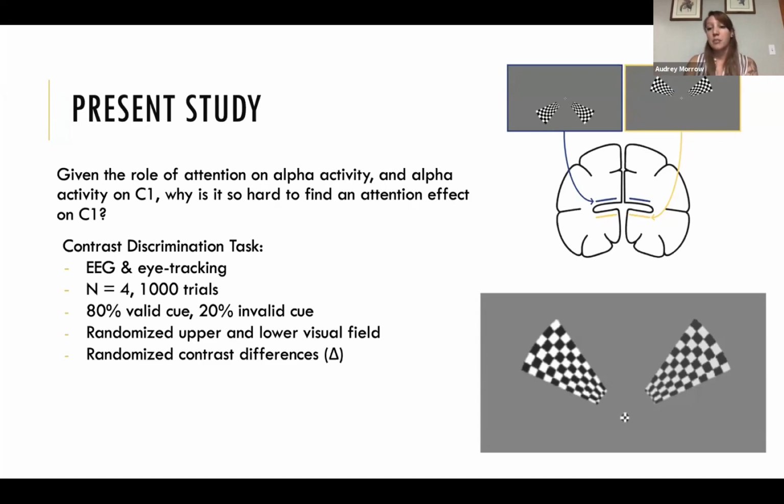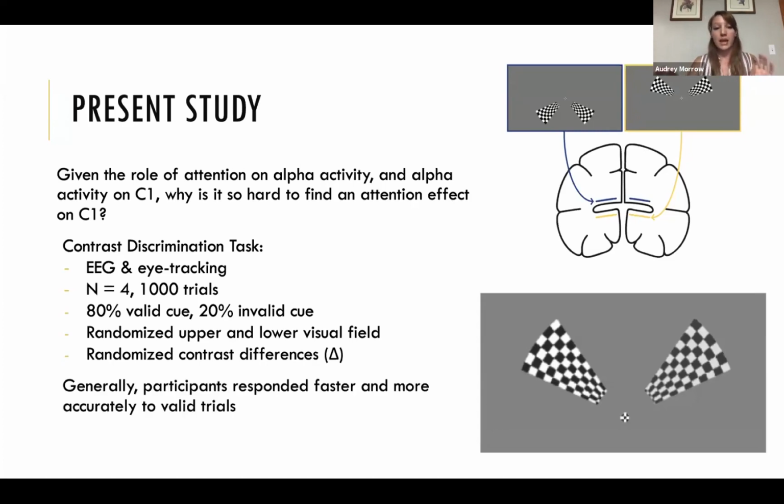If you look at the bottom right figure, this is just an example of what an upper visual field stimulus would look like. And participants would respond to which wedge had a greater level of contrast. In this example, they would respond with a left arrow button press, suggesting that the left wedge had greater contrast. As has been established in lots of the previous literature looking at attention, participants generally responded faster and more accurately to valid trials in our study as compared to invalid trials. But I will preface everything by saying that we have a very small sample size. We got interrupted by some social distancing guidelines.